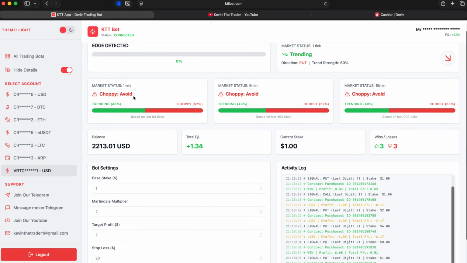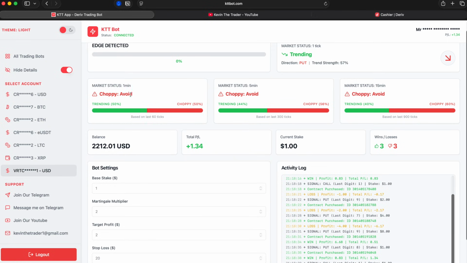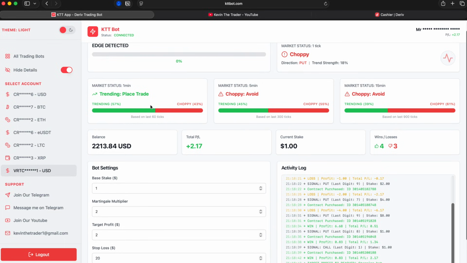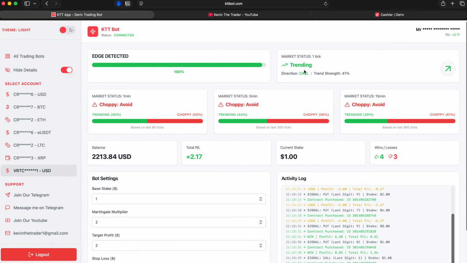You see, now the choppiness within 1 minute is coming back. As you can see, the market was trending above 30%, and the market here is above 30%, and the market here is above 30%, and we waited for this to trend before we took a trade.